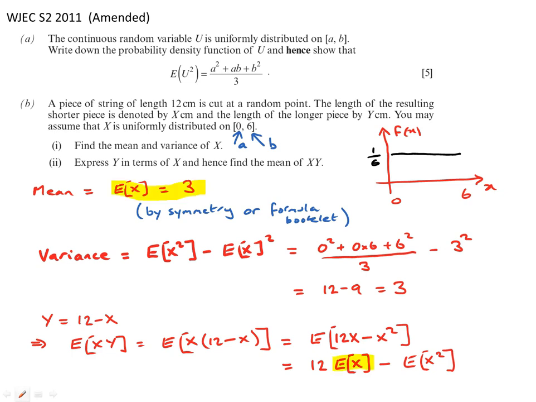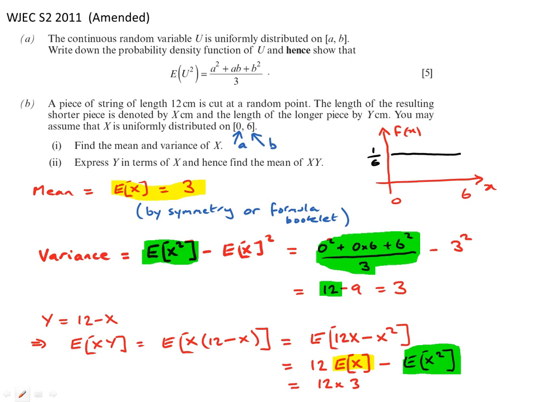Now, we have already seen that the expected value of x is 3. So we've got 12 times 3, and then we've got to take away the expected value of x squared. And by the work that we've already done, the expected value of x squared is equal to 12. So the expected value of xy is 12 times 3, take away 12, which is 24.